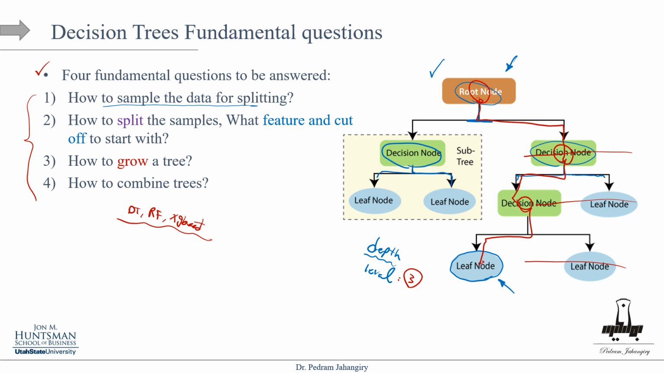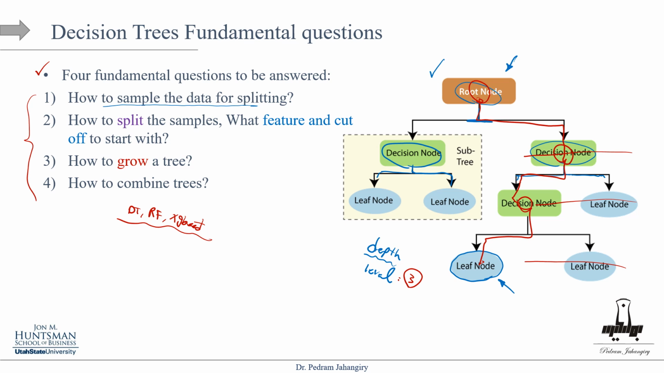So how to sample the data for splitting, right? This is an important question. And number 2, how to split those samples, what features and cutoffs to start with, right? So for example, in the first node, should we start with feature 1, feature 2, feature 3? What is it, right? And what do those features mean for a univariate time series?